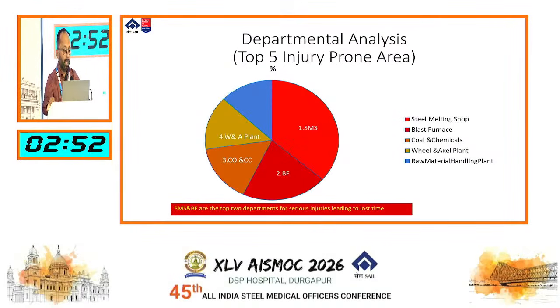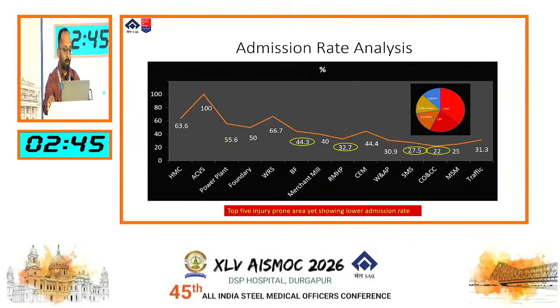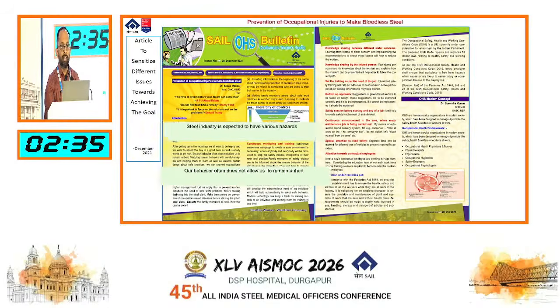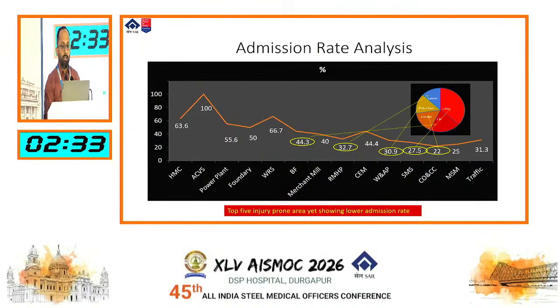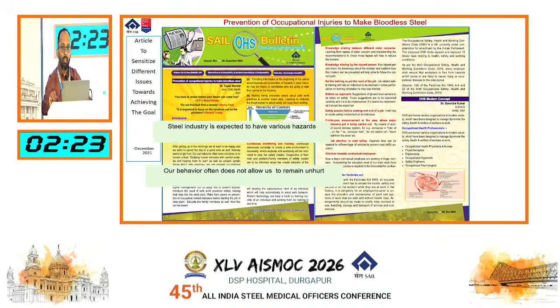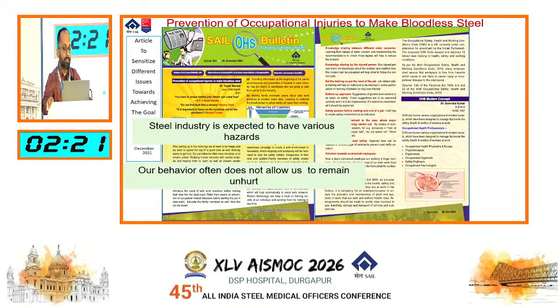These are the top 5 injury-prone areas of our plant, as you can see from the pie chart. Several areas prone to injury, particularly those involving common, less severe incidents, consistently show lower hospital admission rates. This phenomenon is largely due to the nature of the injuries, which can be managed on an outpatient basis, and behavioral intervention can reduce the incidence rate. An article was written to sensitize the different issues towards achieving the goal of making bloodless steel.